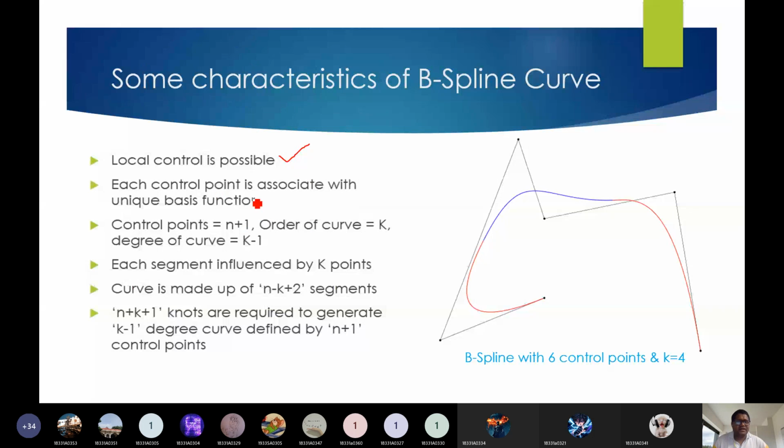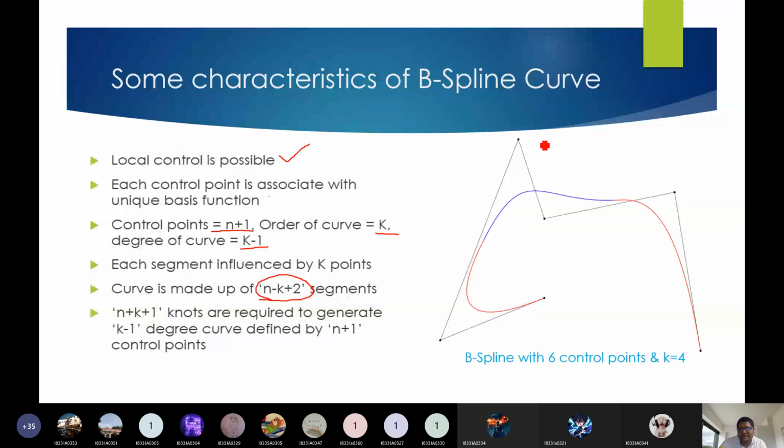Just now we discussed each control point is associated with a unique basis function. Every control point will have a unique association with a basis function, which you will understand once we talk about the parametric equation. Now the overall control points are n plus 1, order of the curve is k, degree of the curve is k minus 1, and I said continuity is k minus 2. You can include that here as a characteristic of the B-spline curve. And the curve is made up of n minus k plus 2 segments. I also told you about this one, n minus k plus 2 segments.